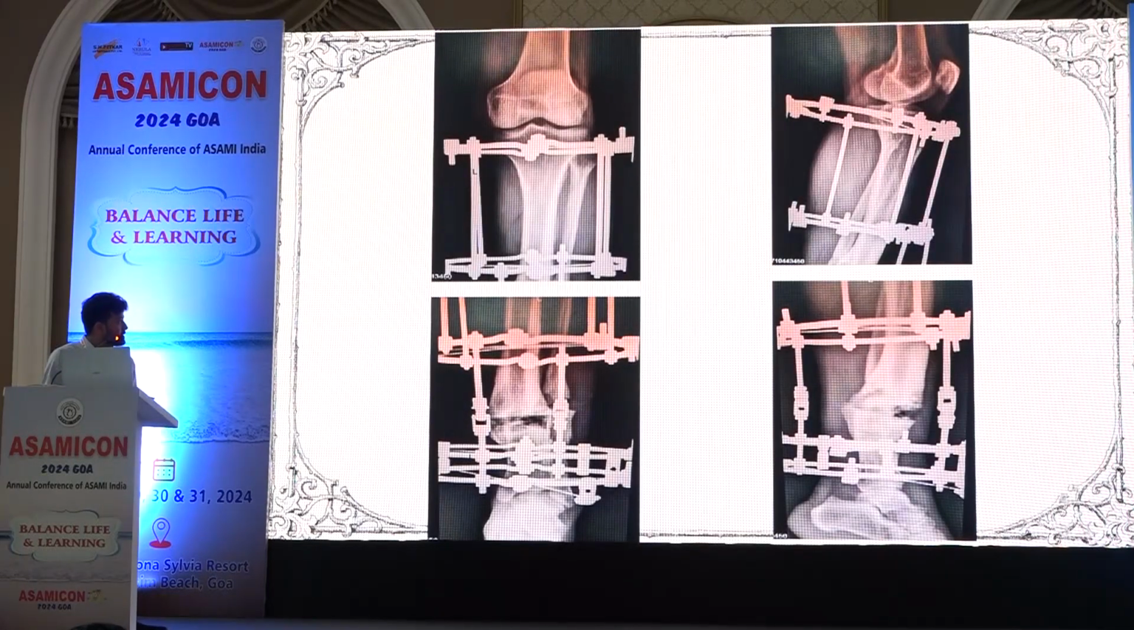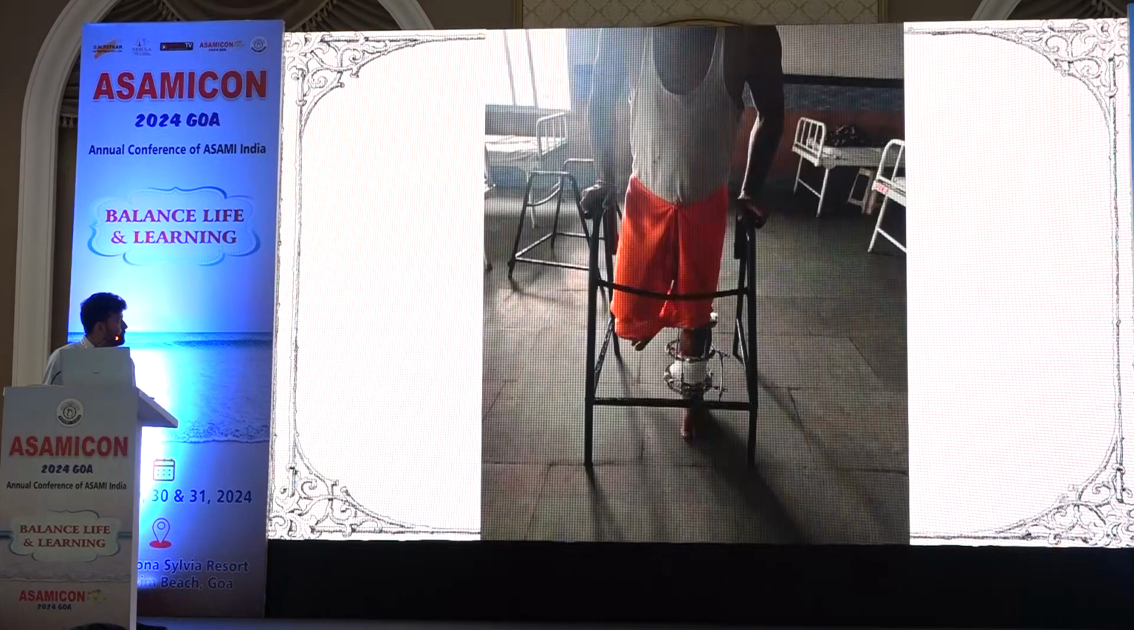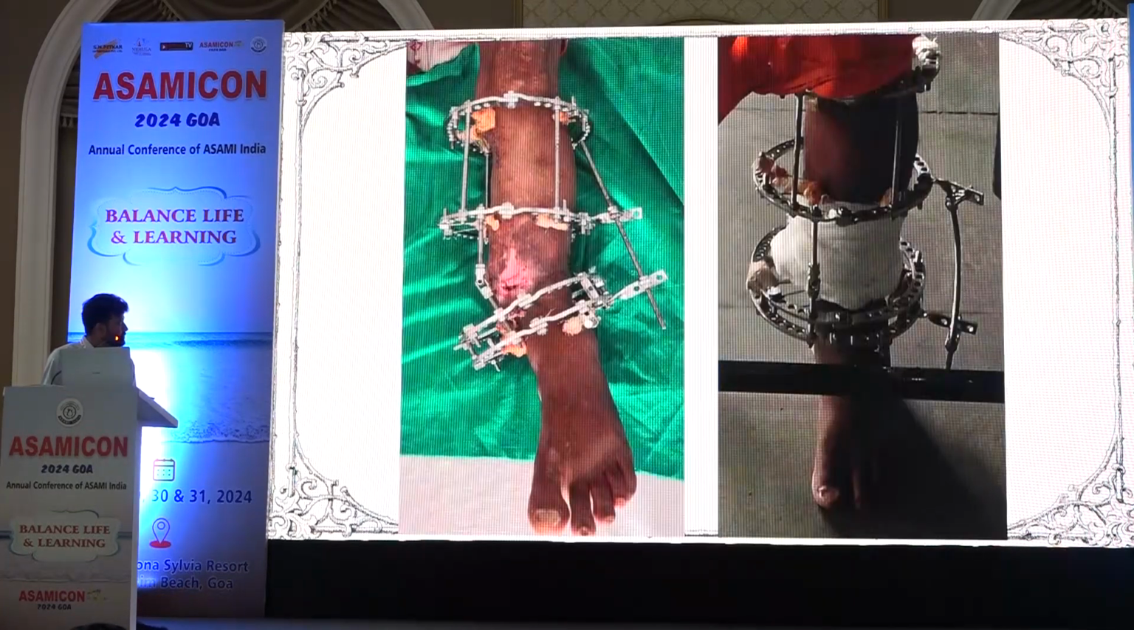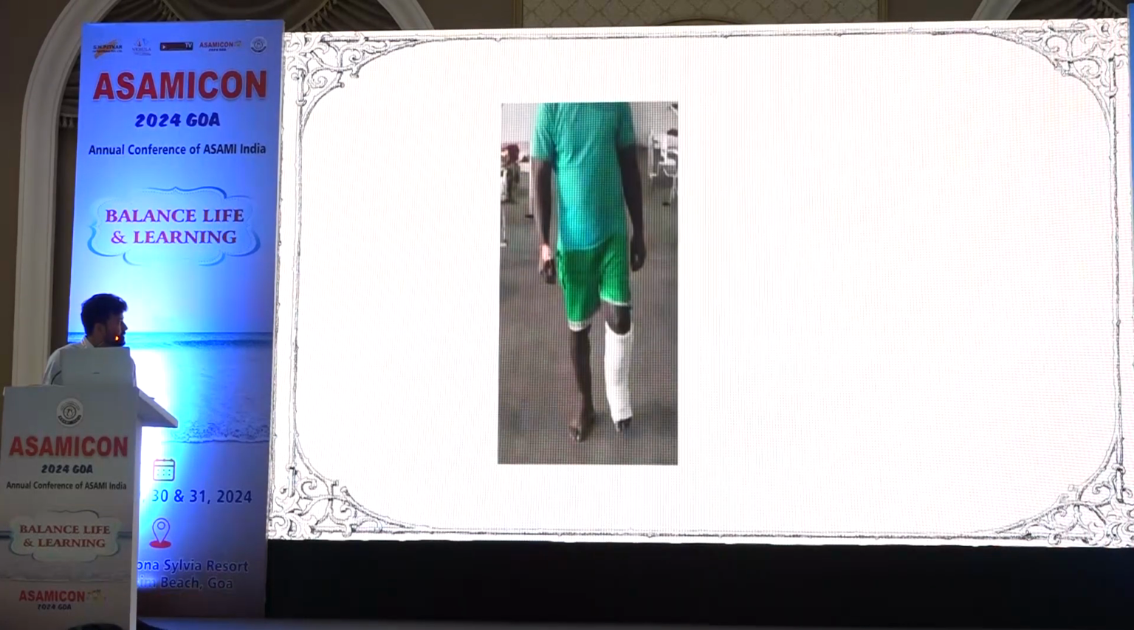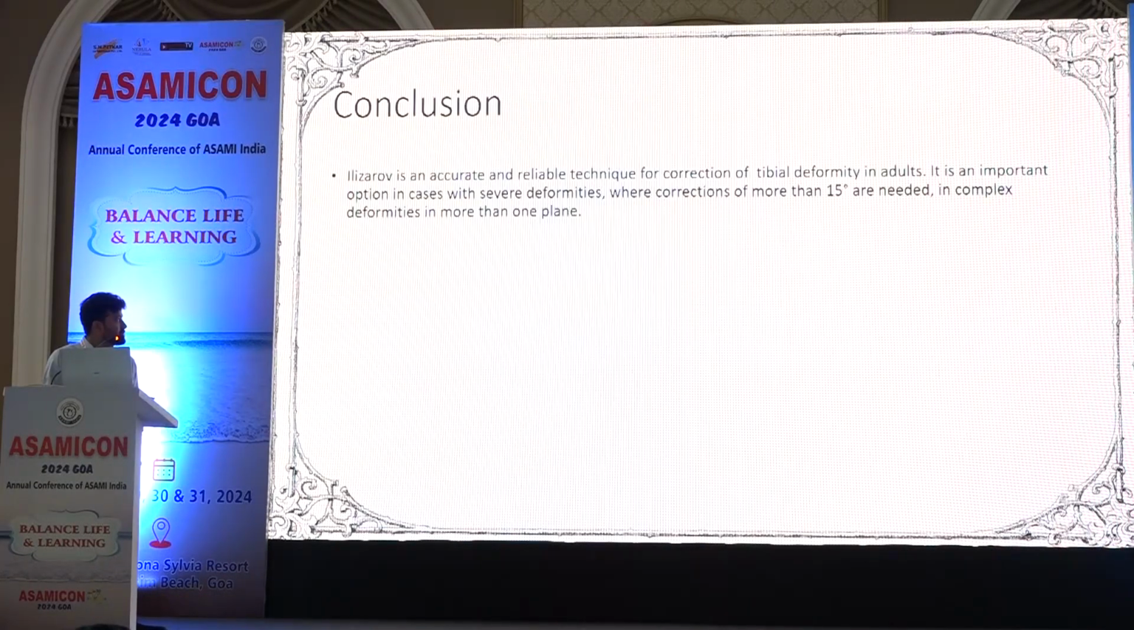as you can see in this X-ray, the patient was able to bear weight and walk, and the deformity was corrected gradually with the help of Ilizarov. These were the post-op X-rays just after removal, and we applied a slab for 6 weeks and he was allowed to mobilize.